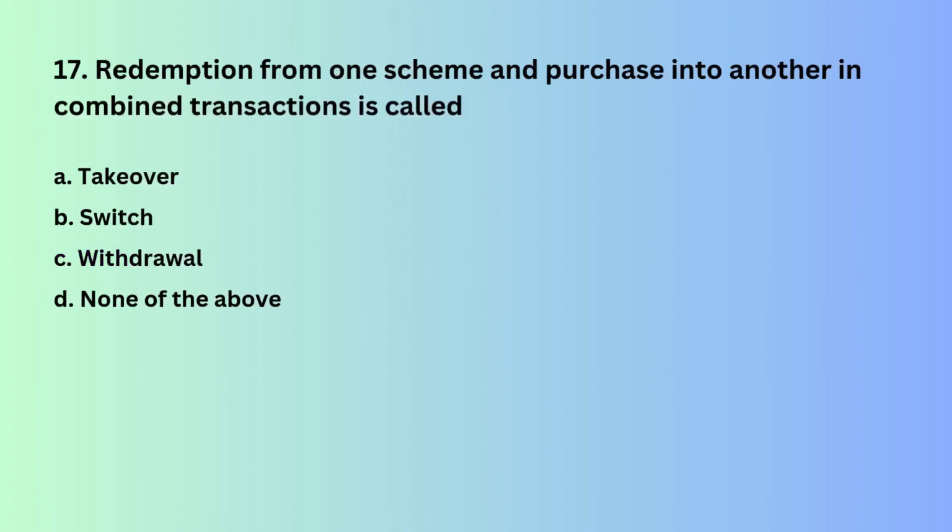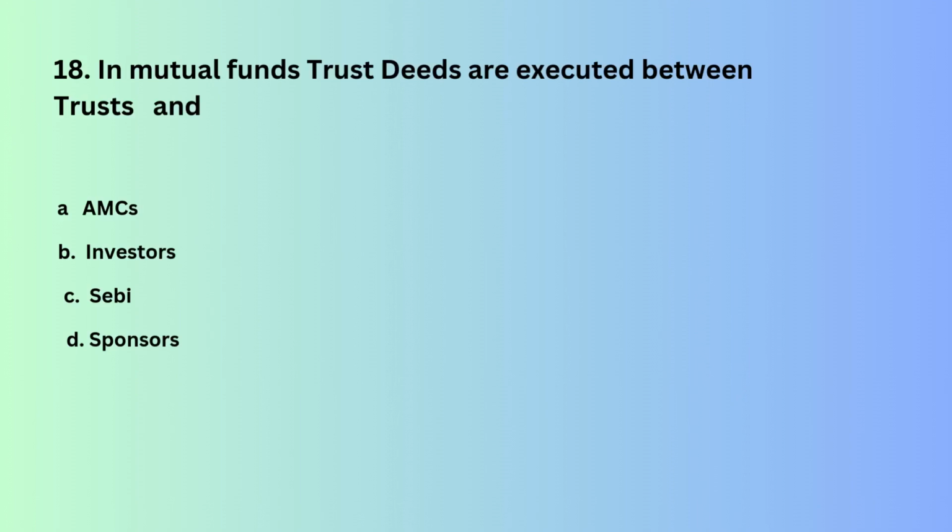Question number 17. Redemption from one scheme and purchase into another in a combined transaction is called A, takeover, B, switch, C, withdrawal, and D, none of the above. Now this is known as B, switch. Question number 18. In mutual funds, trust deeds are executed between trust and A, AMCs, B, investors, C, SEBI, and D, sponsors. And the correct answer is D, sponsors.